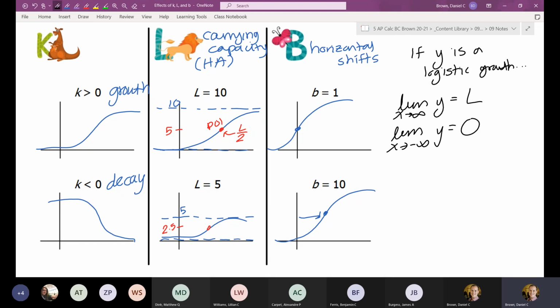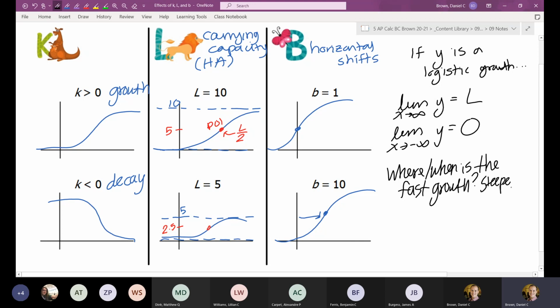Another question I see a lot, I'm trying to think of some of the old questions, sometimes it asks you where or when is the fastest growth? Or it might ask you, when is the function the steepest? Visually looking at the graph, at what point does the graph look to be the steepest? At the point of inflection. You just have to know that that's going to occur at the point of inflection, which is of course when the y coordinate is half the carrying capacity. It's always going to be between 0 and the carrying capacity.